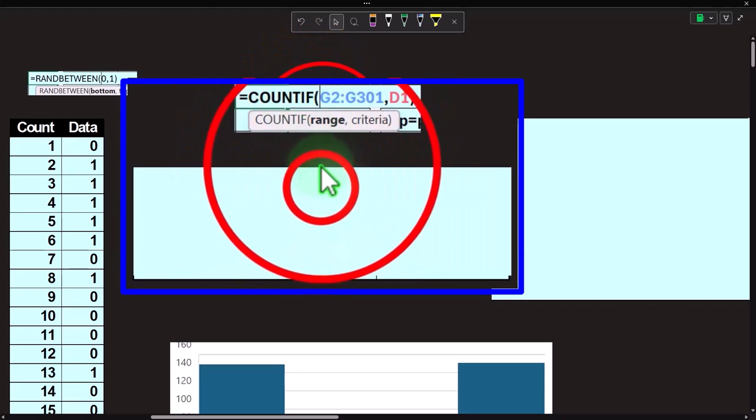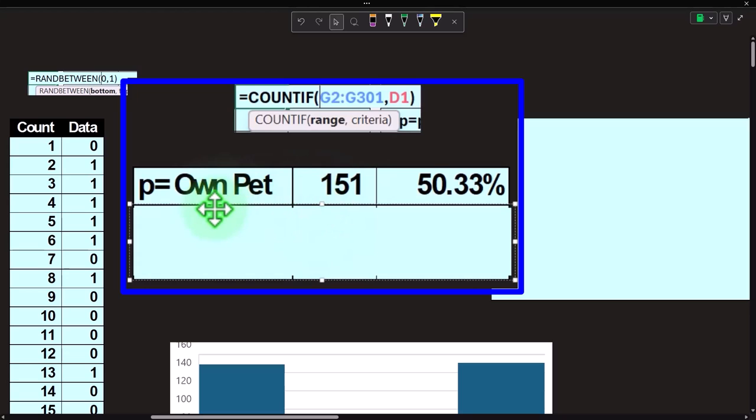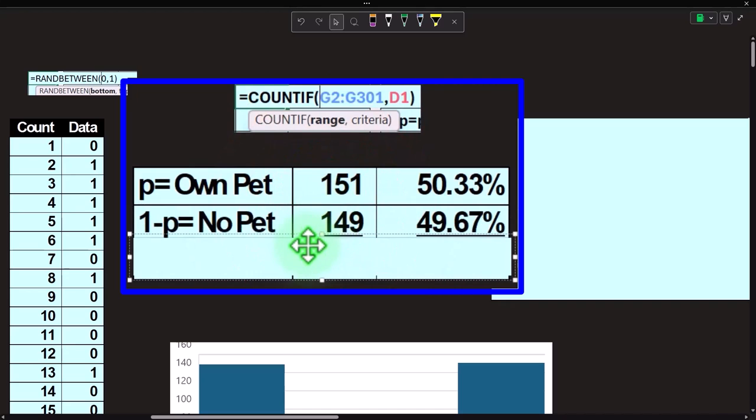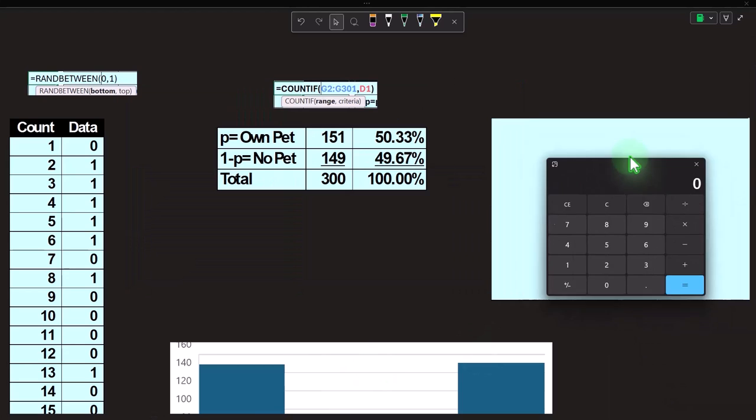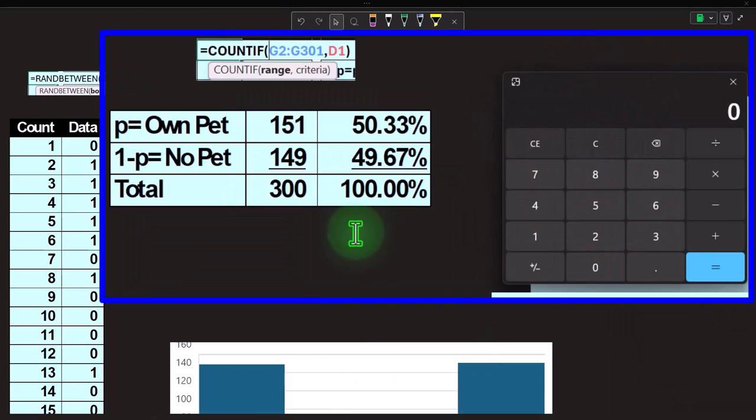Okay, so if we look at our data here, for the P, owning the pet, we had 151, and then 1 minus P. There's only two options. So if P is 151, that's what we're going to define our question by, people that own the pet. Then the rest of it is 1 minus P, because there's only two options, which came out to a count of all of the zeros, 149. We counted those with a COUNTIF function of the zeros and the ones. And then we can take a percentage of the total. They both add up to 300 because we did a sample of 300. So if we took the 151 divided by 300, we get 50%.